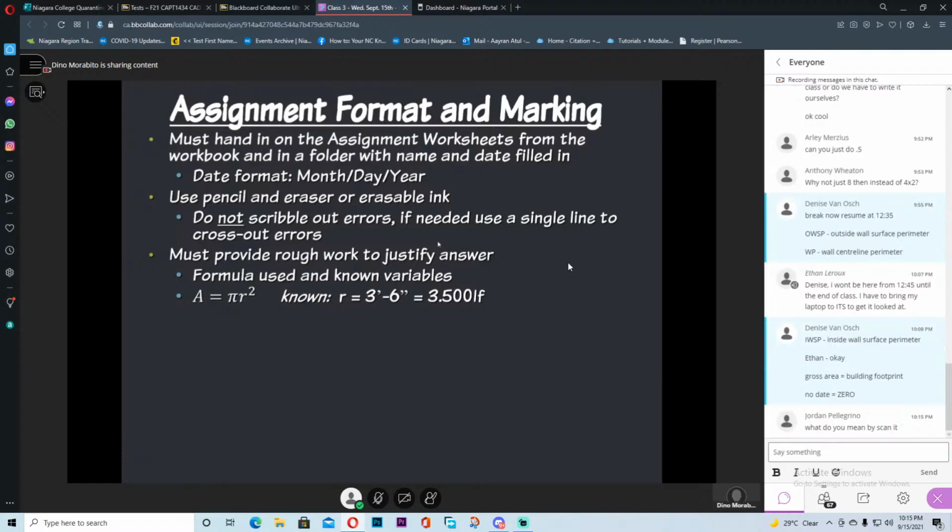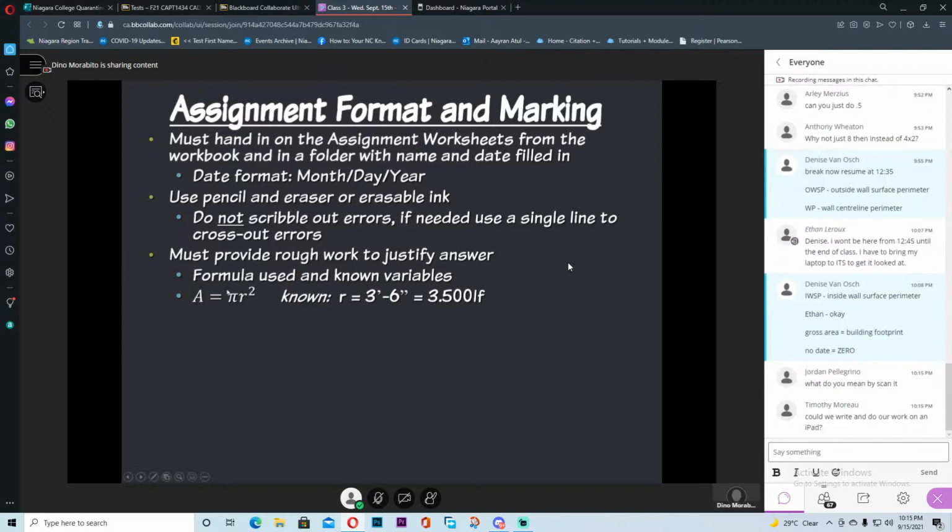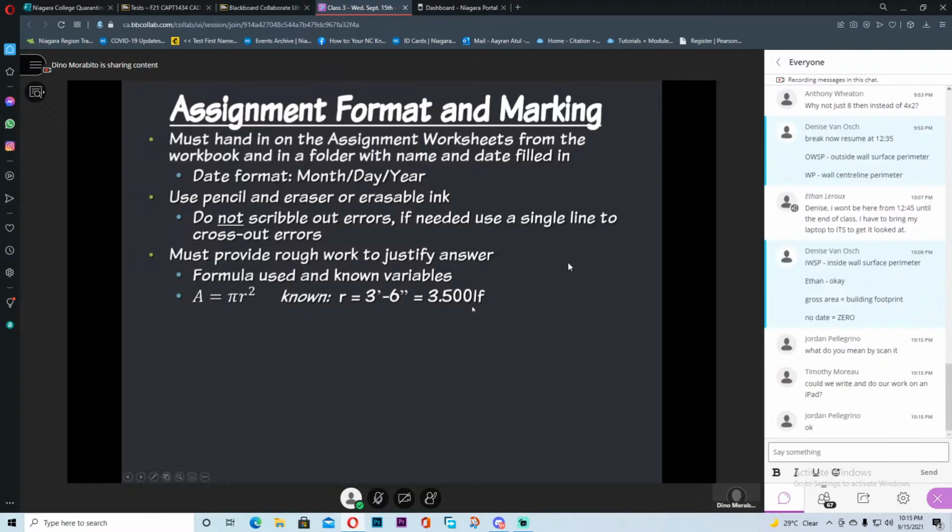I want to know how you got to your answer. For you to just put in 3.5, just an answer, is not helpful to me. I want to know that you understood it. So I want you to do things like write out the formula. You don't necessarily have to, but I want to see the formulas that you've used to get your answers.